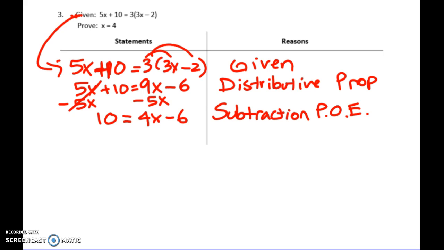Okay, now, x is on the right-hand side. What do I need to get rid of first on the right-hand side? The loner is minus 6. What's the opposite of minus 6? Plus 6, right? So I'm going to do that on both sides. Plus 6, cancel out. On the left side, 10 plus 6 is 16. Bring down 4x. So what was that reason that I just did? I just added both sides. That's called addition, POE.